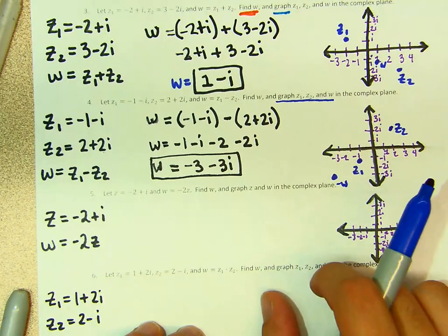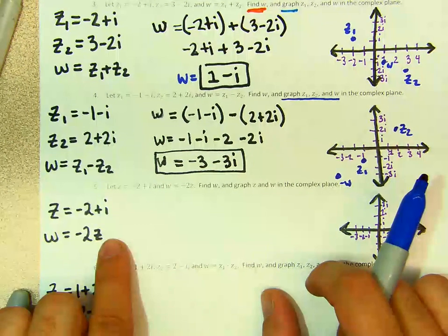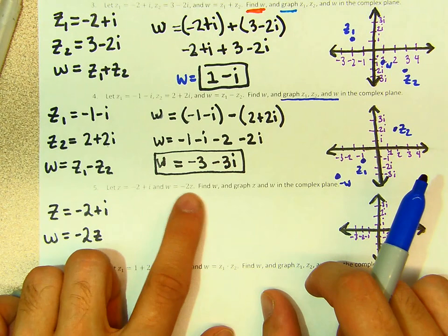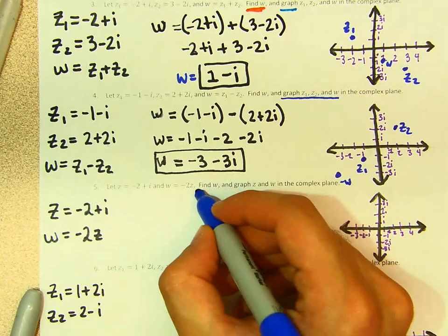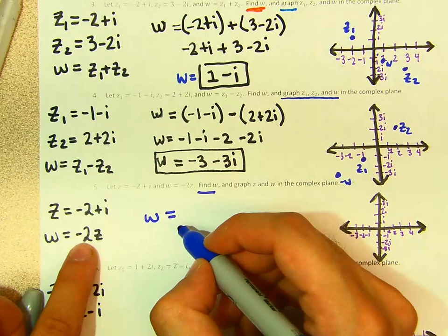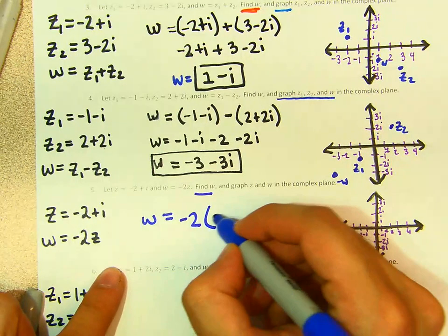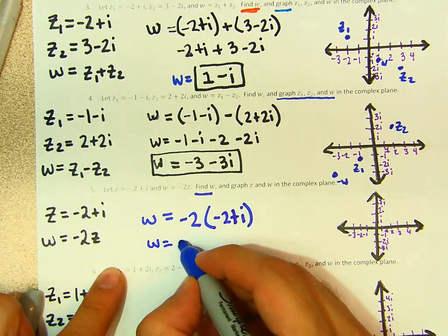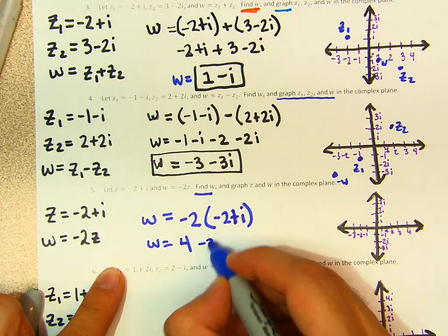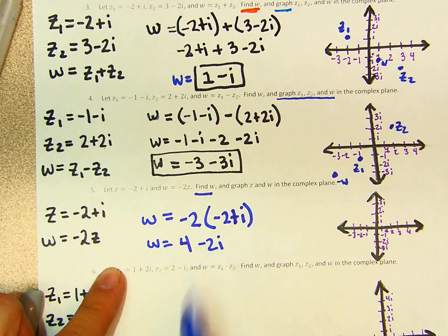For this problem, it says my z is equal to negative 2 plus i, and my w is equal to negative 2 times z. So if this is my z, what's my w, right? It says find w. Well, w is just equal to negative 2 times z. Well, what's my z? It's just this. So it's just negative 2 plus i. And this becomes w is equal to positive 4 minus 2i. Okay? Negative 2 times negative 2 is 4. Negative 2 times i is negative 2i.